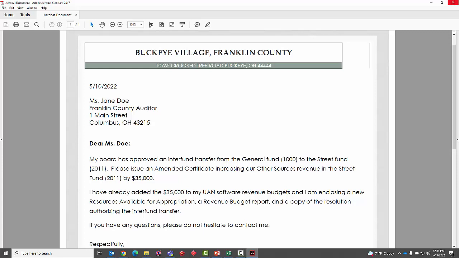Please issue an amended certificate to the street fund for the additional revenue transferred in. It didn't change the general fund because the general fund's resources are still exactly what they were. A transfer out is an expenditure. You already have the appropriations available. It doesn't touch the amended certificate.